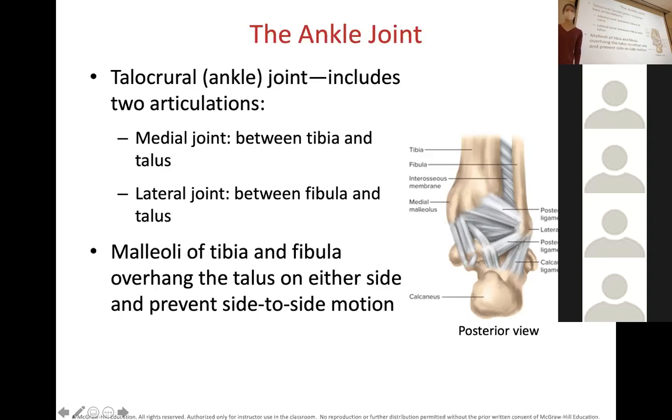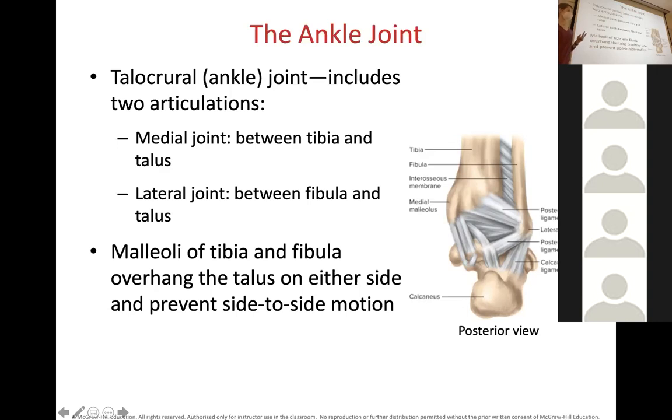So the technical term for it is the talocrural joint. That just refers to the talus, which is one of the bones on the top of your foot, basically at your ankle, the tarsal bone. So the talus and then the crural region of your leg is that lower region, so the lower leg. So talocrural is your ankle joint.